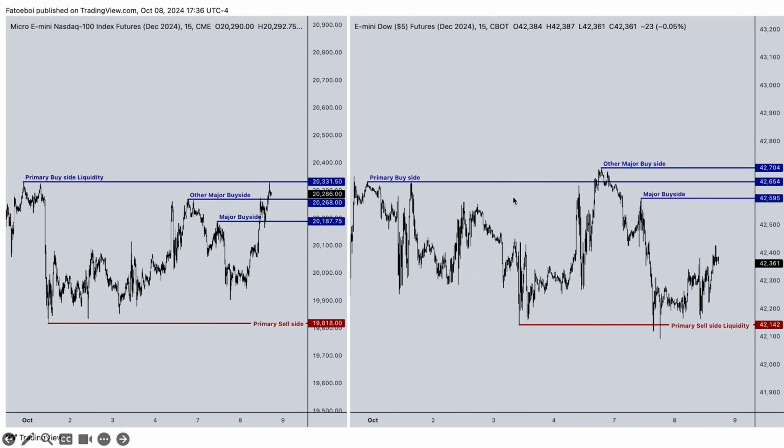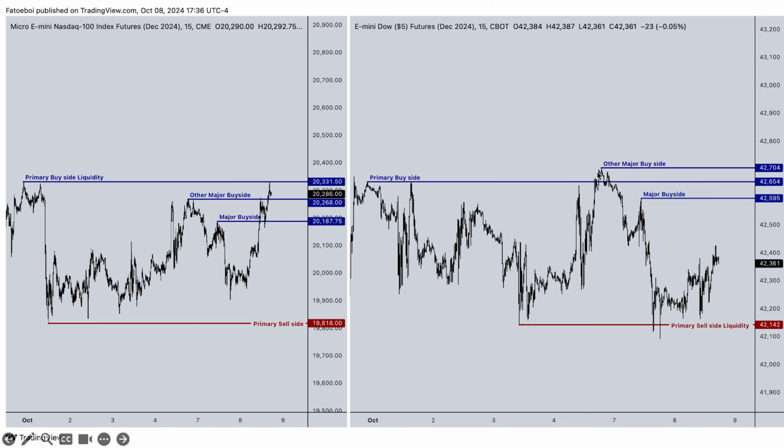So now the Nasdaq compared to the Dow Jones, we already tagged the primary buy side liquidity. We have major buy side in here, other major buy side resting in here. So because of the primary buy side and the primary sell side being tagged already, we don't need those three averages being in close correlation, because we can already see, okay, the primary buy side has already been tagged.